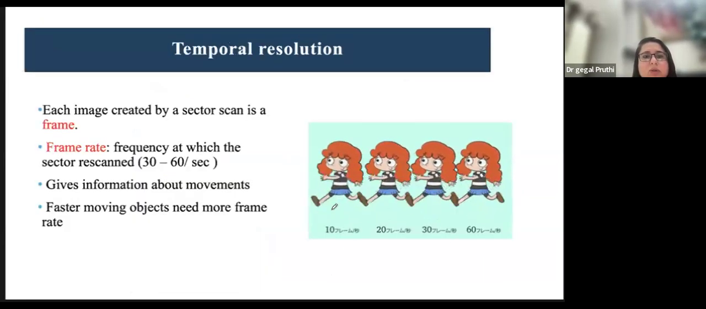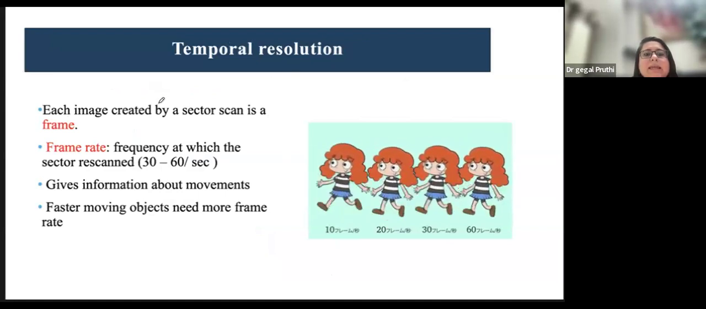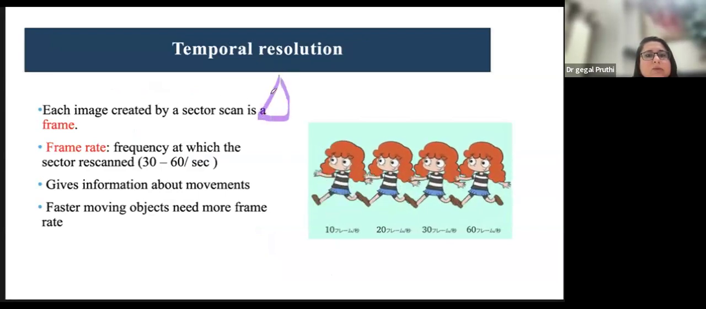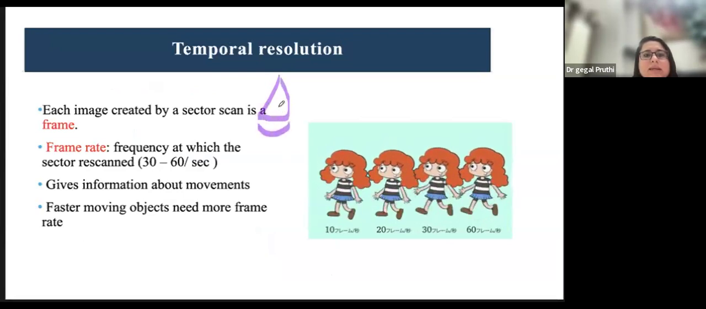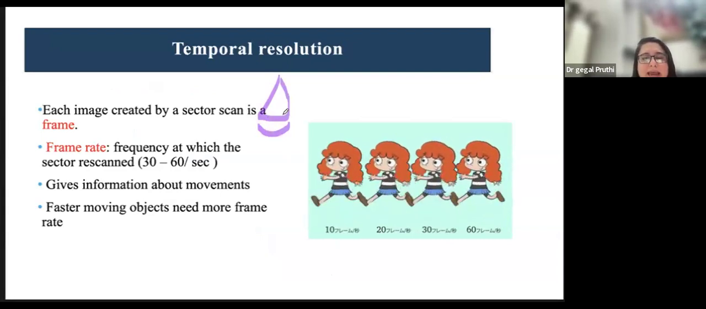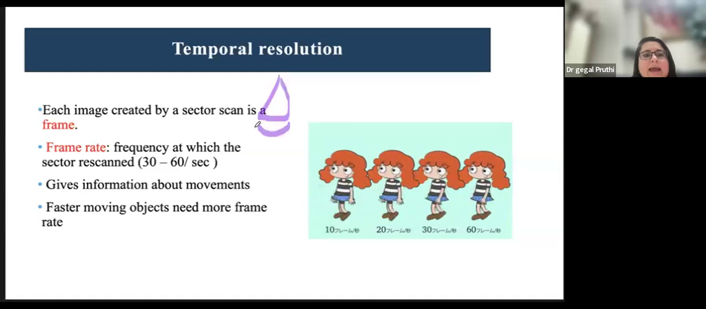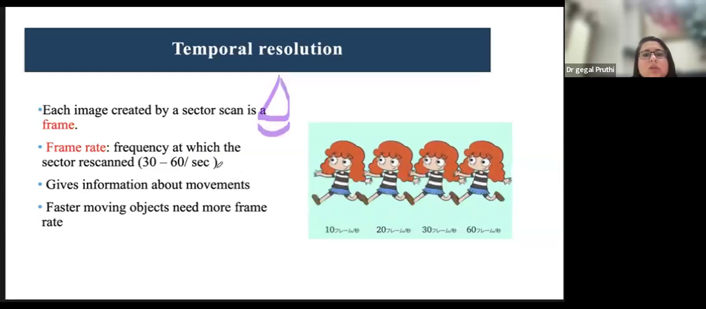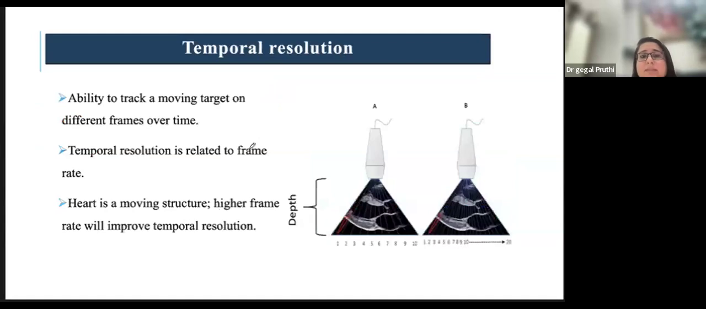Now coming to the temporal resolution, first we should know what a frame and a frame rate are. Each image is created by a sector. So each image created by a sector scan is known as a frame. So this is one frame. The frequency at which it is rescanned is known as the frame rate. And the temporal resolution gives information about the movements. What is temporal resolution? It is to rapidly display the moving structures and distinguish closely spaced events in time. So it depends on the time required to generate one complete frame, which is one particular scan. So hence temporal resolution is closely related to the frame rate.